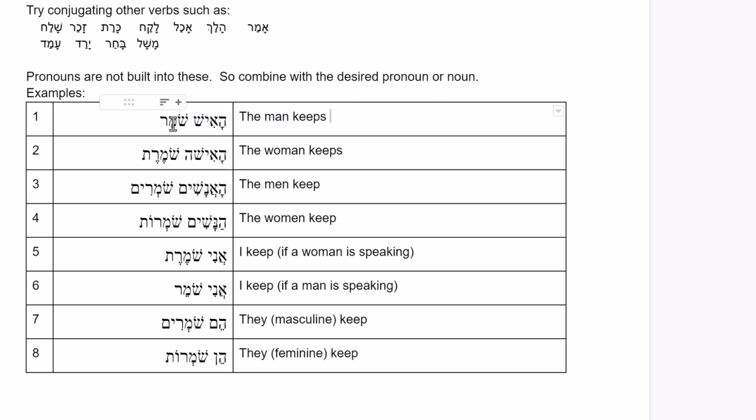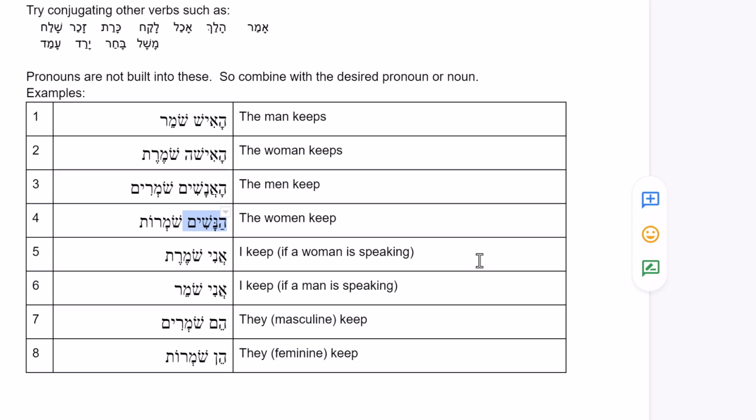So it kind of works either way. Sometimes when you see the word ha in front of something like ha shomer, it's like he who keeps, okay? You'll see that in text a lot. So let's keep it simple at first. Ha'ish shomer. The man keeps. Feminine. Ha'isha shomeret. The woman keeps. The men now. Ha'anashim shomrim. The men keep.